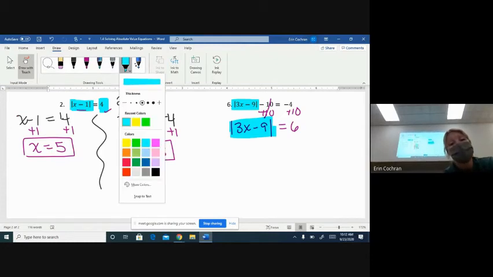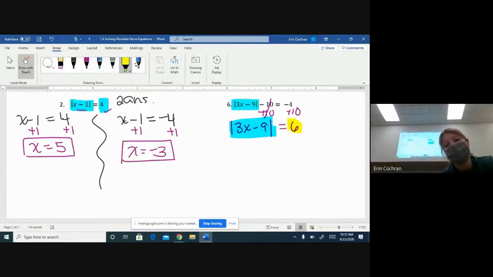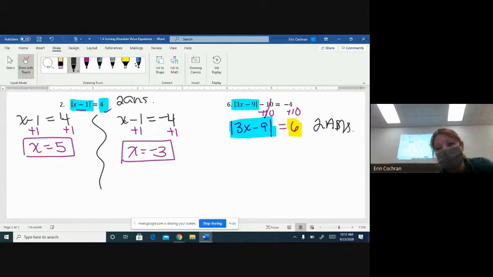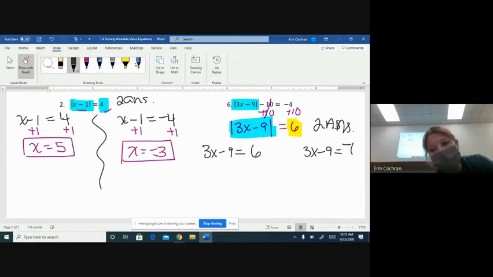And then let's look at my answer. How many numbers are 6 units away from 0? 2. So we're going to have 2 answers. So we're going to take that 3x minus 9 and set it equal to a positive 6 and a negative 6, because both of those numbers are 6 units away from 0. Now, solving for x, we got 2 equations.